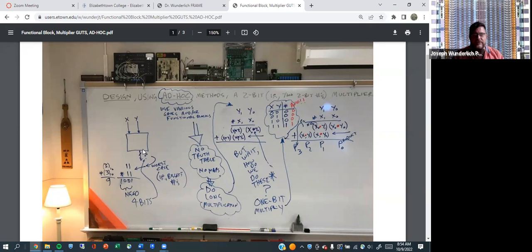What's coming out? Well, let's look at the worst case to figure out how many bits we need. How many bits do we need coming out? Well, 1, 1 is the worst case of two bits, which is 3 in binary. So 3 times 3 is 9, and therefore this is 9 in binary when we're multiplying. And so we need 4 bits coming out. All right.